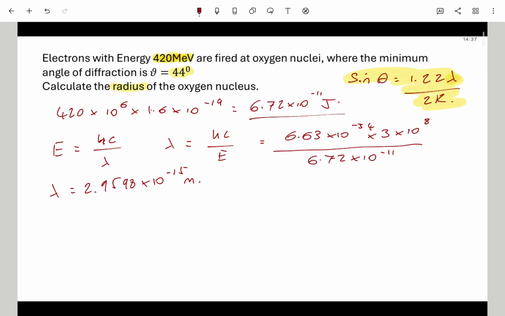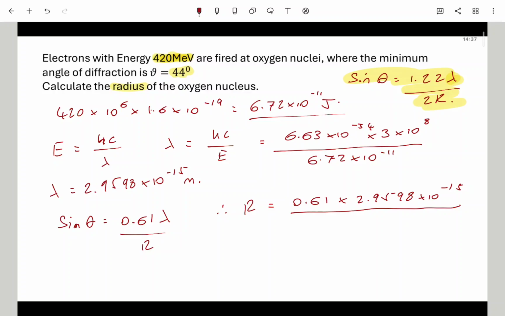So I'm going to write this a bit different. So sine theta, so 1.22 divided by 2 is 0.61. So 0.61 times the wavelength divided by R. So R would give us, I just realised I didn't change my colour back. Not that it really matters. So 0.61 times the wavelength of the electrons, so 2.9598 times 10 to the minus 15, divided by sine 44. So that gives us 2.6 to the minus 15.